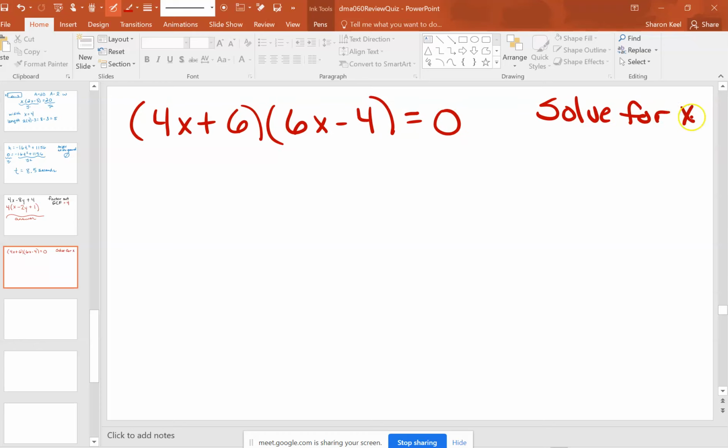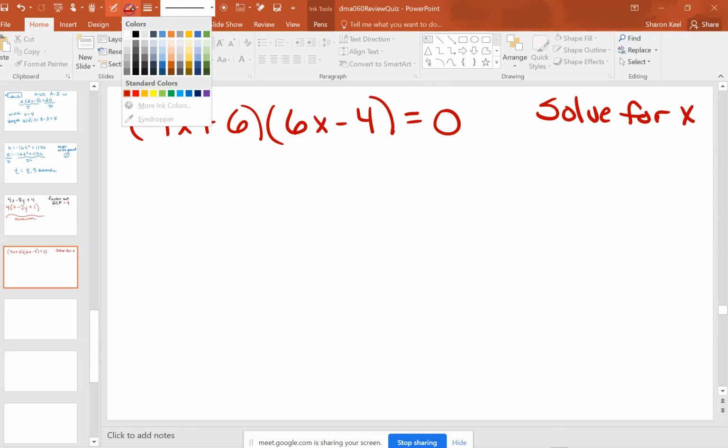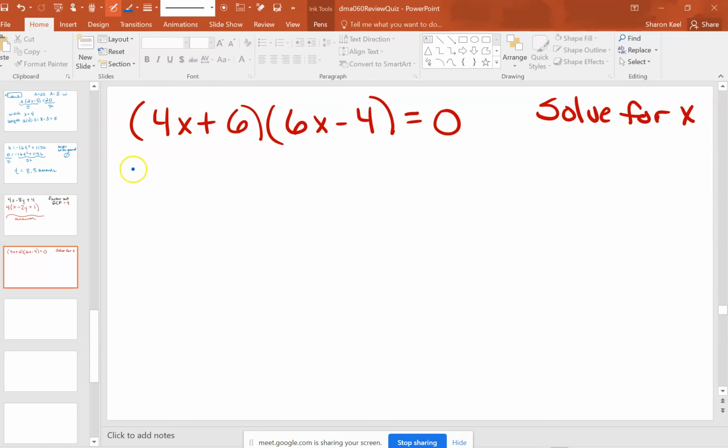This is section 13. So the key thing in section 13 is we're given a solution and we're going to take the factor 4x plus 6. We're going to set it equal to 0 and solve for x, just like you did in dma40. You're also going to take 6x minus 4, set it equal to 0, and then solve for x. So it's really that simple. It's just like what you did in dma40.